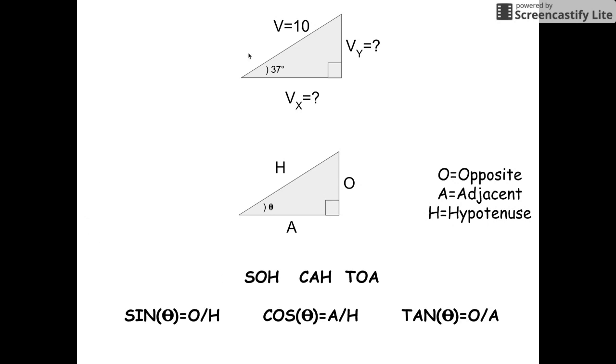So again, up at the top here, this is the physics problem. You have a velocity vector as your diagonal. You want to find the component magnitudes, Vx and Vy. And so let me remind you about right triangles.